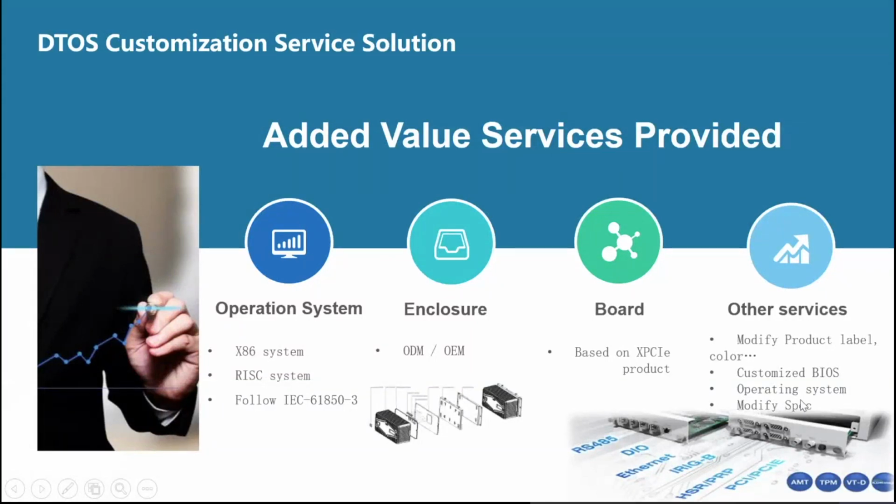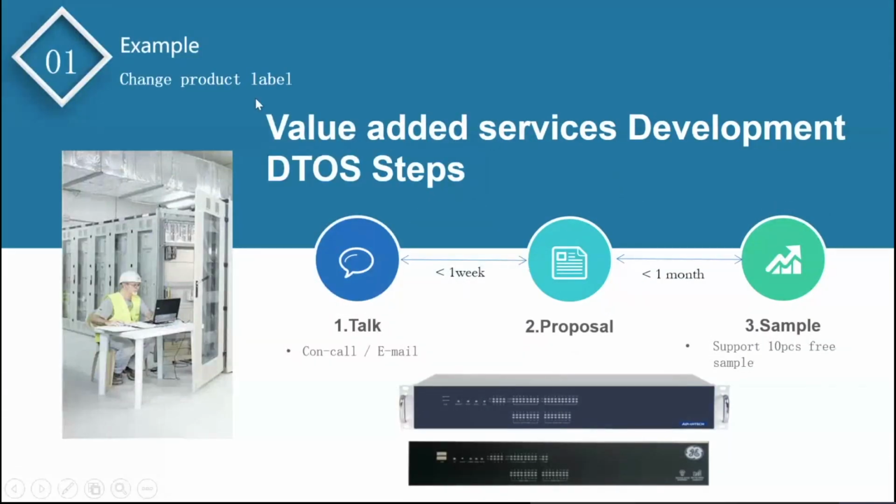Okay, for example, for changing a product label, we do have the time limit for this kind of value added service. Okay, feel free to talk to us or email us for your requirements, and we will come out the proposal within 1 week, and within 1 month we will provide the sample for you.